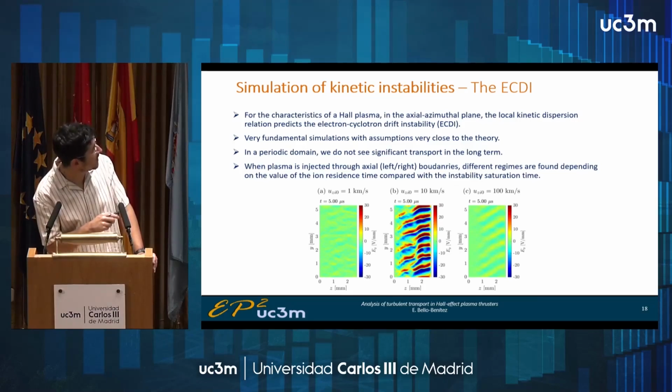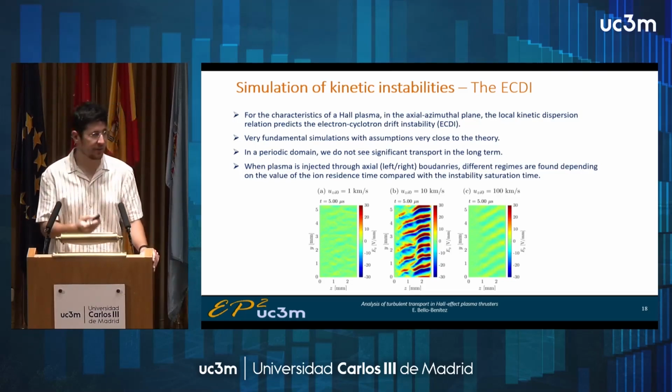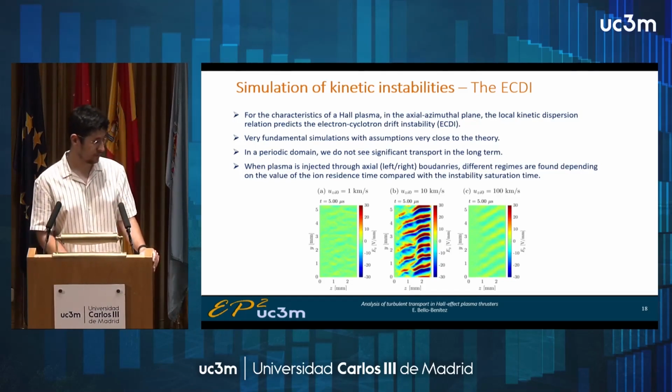So what you can see here is the final picture for 3 different simulations with different ion velocities. I'm representing the space evolution of the azimuthal electric field, and you see that for slow and fast ions, I don't get a significant amount of oscillations, but there is an intermediate regime in which I achieve significant oscillations and also a significant amount of transport, okay?